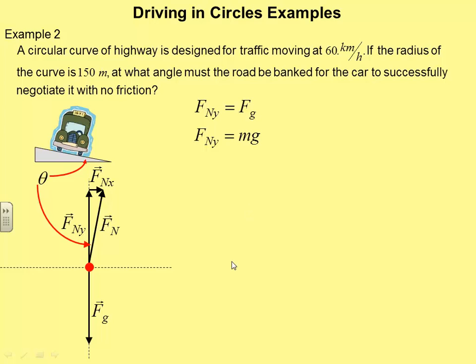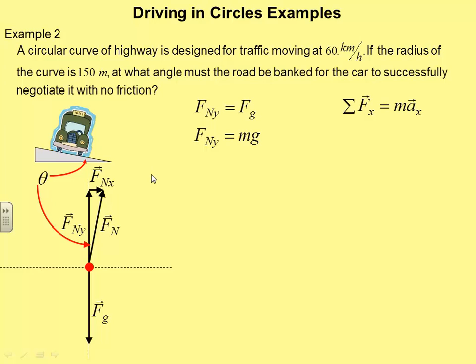Now, before we go any further, let's take a look at the horizontal part. Horizontally, it is accelerating. As we talked about, it is accelerating inward to the right. So, since it is accelerating horizontally, it must have a net force horizontally, and by Newton's second law, that net force must equal mass times acceleration. Now, there's only one horizontal force, that's F of nx, it's to the right. And the acceleration is also inward, which is to the right, so it's positive.